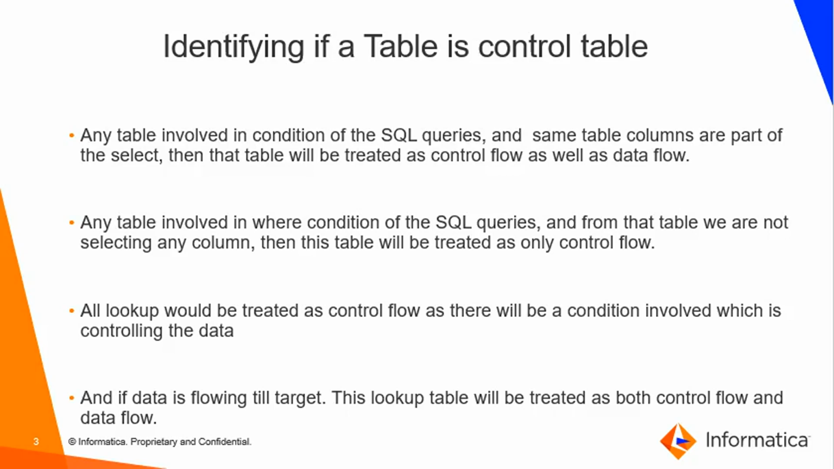All lookups would be treated as a control flow, as there will be a condition involved which is controlling the data. And if the data is flowing till target, then this lookup table will be treated as both control table and the data flow table. So we will see in the catalog UI how we have a different section for the control table.